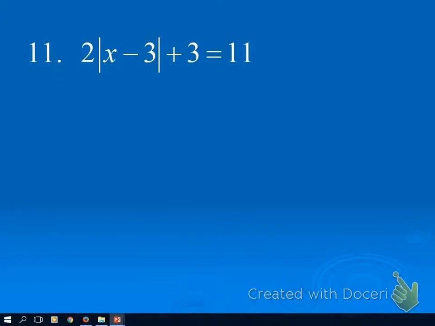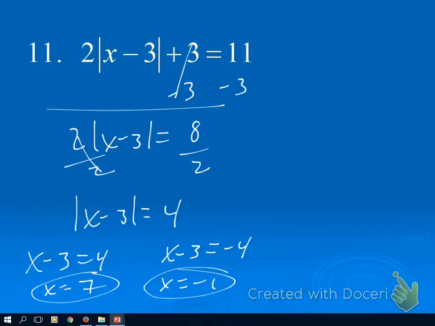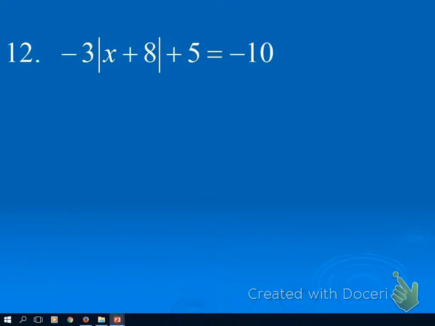One here for you to try to solve. So give it a shot, stop the video, and I'll show you what you should come up with. There you go. You should have come up with 7 and negative 1, and that's how you would have done so. So look that over. Is that what you did? I hope so. Some more practice.